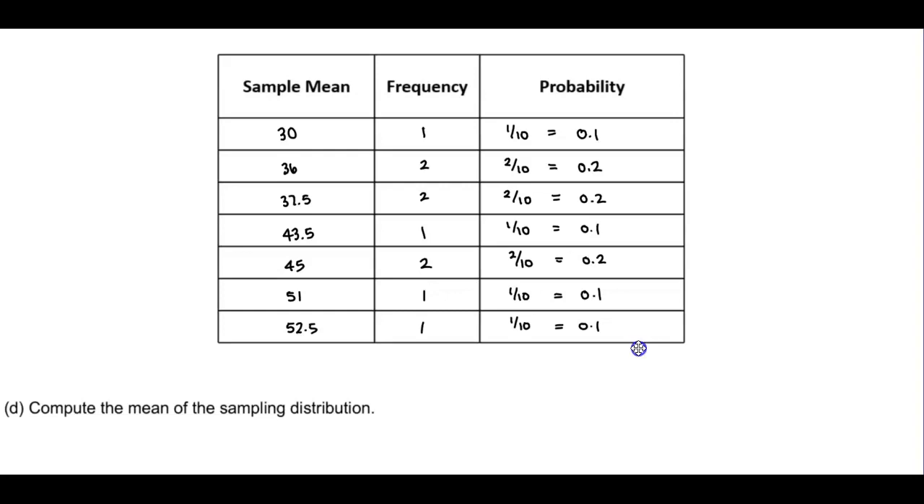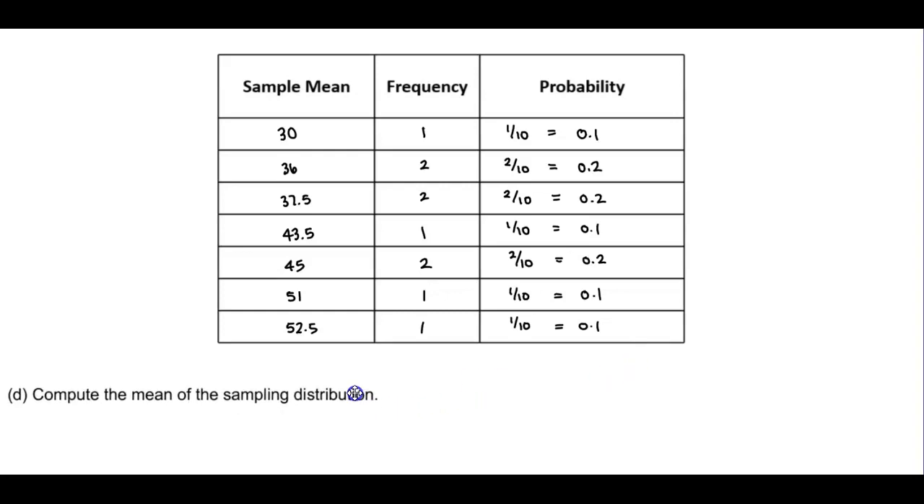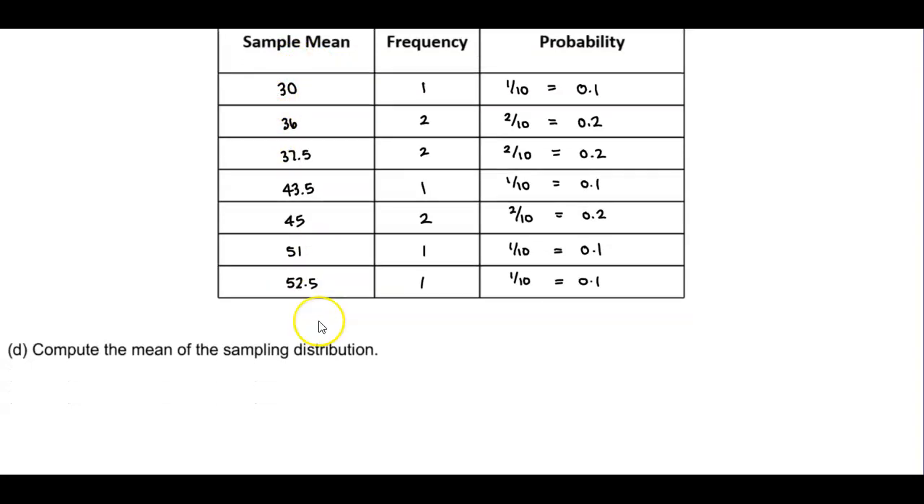Okay, so now that we've done that, what we want to do is compute the mean of the sampling distribution. In order to compute the mean of the sampling distribution, we have to find the mean of all the sample means. So we have 130 in our frequency table. How many 36s do we have? We have 2 of them. How many 37.5s? We have 2 of those.